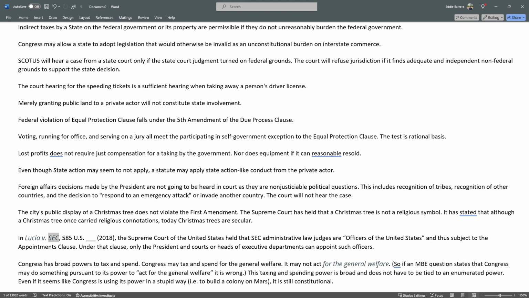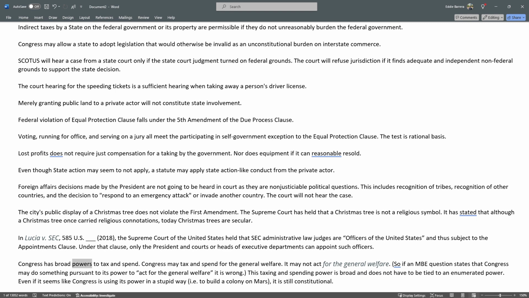In Lucia v. SEC, 585 U.S. ___, 2018, the Supreme Court of the United States held that SEC administrative law judges are officers of the United States, and thus subject to the Appointments Clause. Under that clause, only the president and courts or heads of executive departments can appoint such officers.